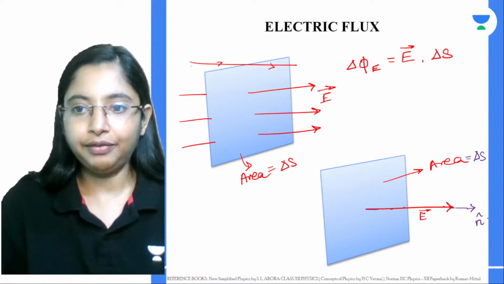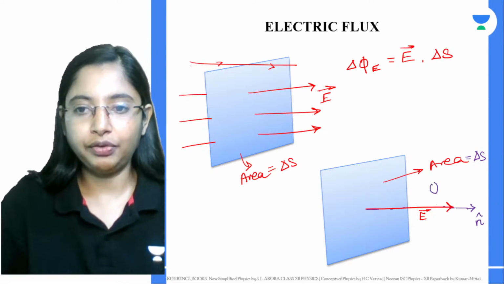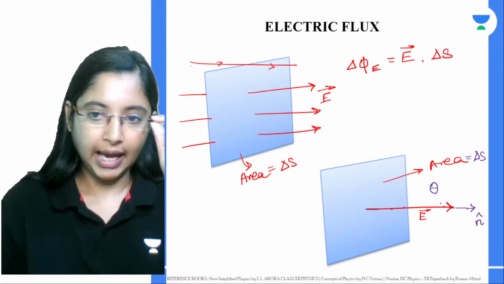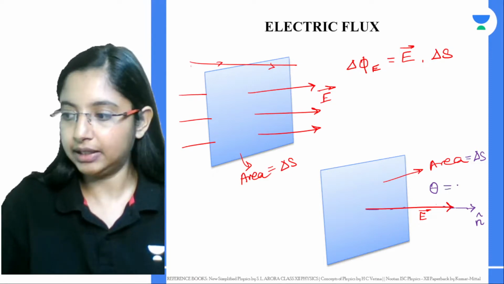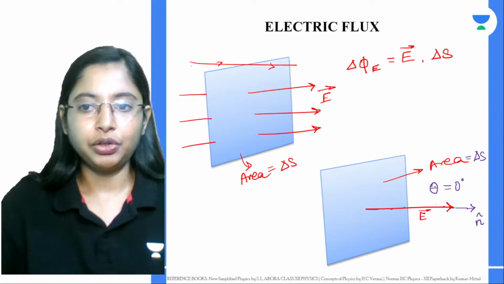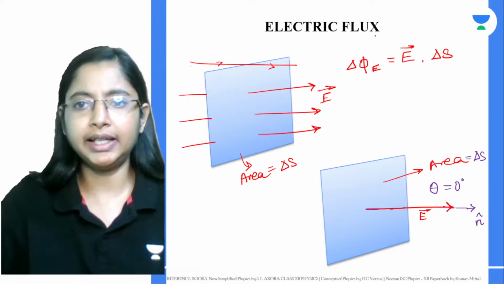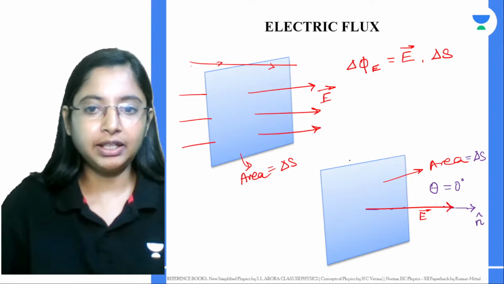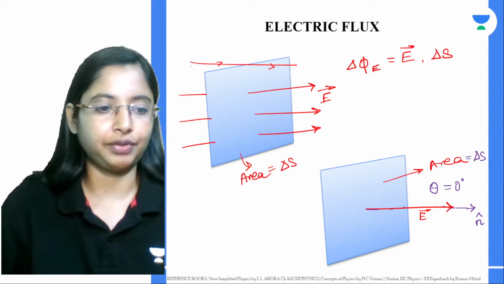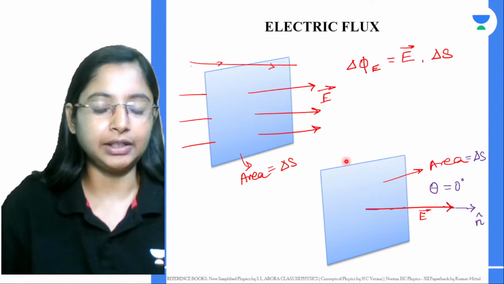Now, if you look at the angle between the area vector and the electric field, the angle is 0 degrees. Correct? So there is no angle between them. So here you can say that delta phi is equal to E into delta S. You can directly go with this one. That is, for the given area delta S, how many field lines are passing through? That will give you your electric flux over here.